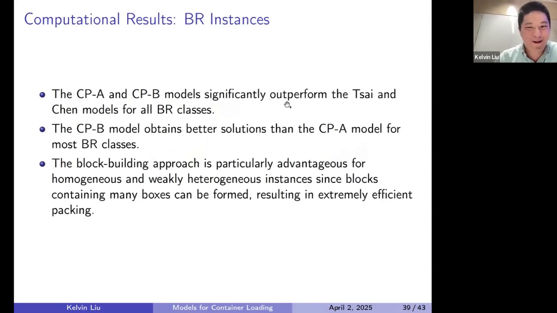So what can we conclude from all of this? So we found that the CPA and CPB models do significantly outperform the existing best exact methods from the literature. So that's quite good to see. And in fact, the CPB model, which uses the block building technique, obtains better solutions than the CPA model for most instances, with the exception of some very strongly heterogeneous instances. But for most instances, the CPB model is able to further improve upon the CPA model, which is itself a significant improvement over models from the literature.